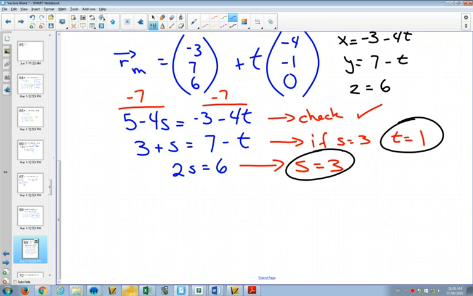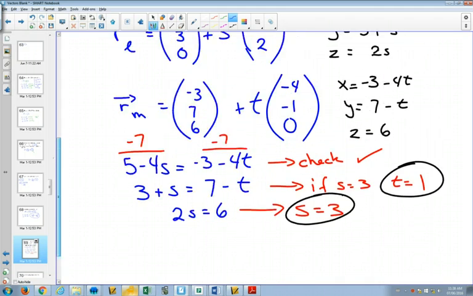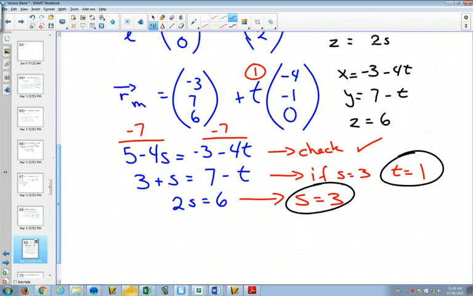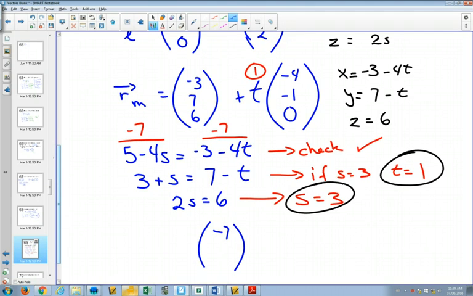Now you can go back to either your vector equation for L or your vector equation for M, and you can plug in 3 for s and see what you get, or you can plug in 1 for t and see what you get. Either way, when plugging that in, you get negative 7, 6, 6. And so that is the point that's in common between the two of them.